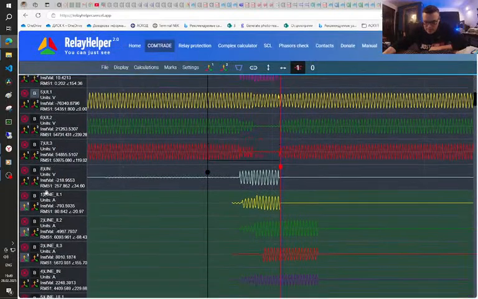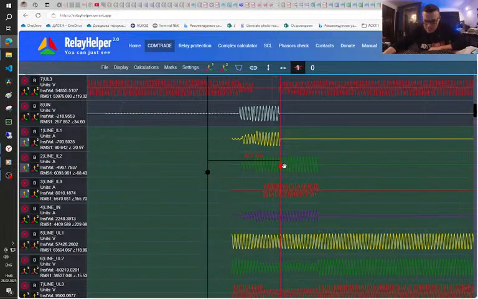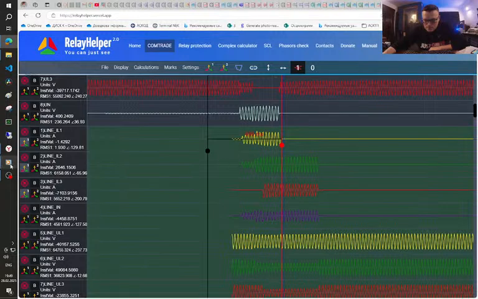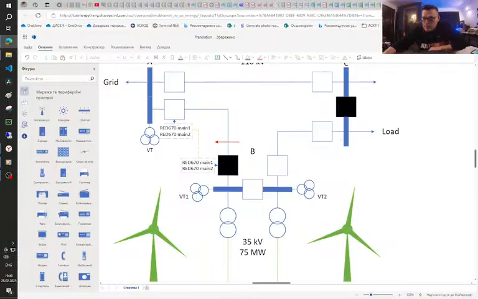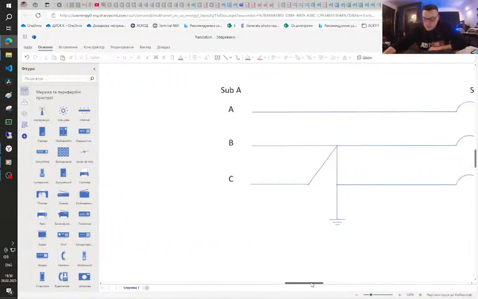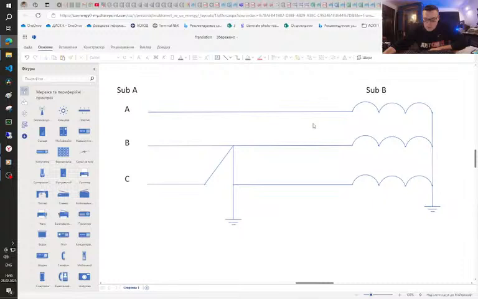That's why from substation A in this moment we see that a current became almost zero, 2 amperes primary. So let's return to this picture. And now from substation A we see like a two-phase short circuit.